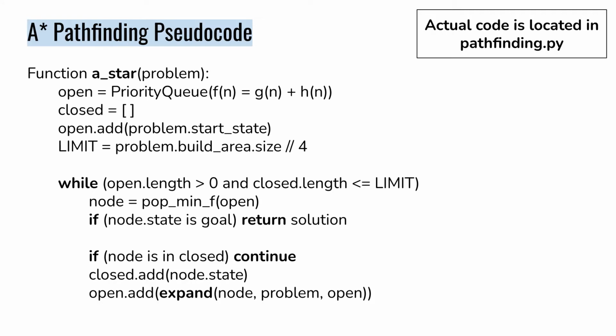Then we check if the node is in the closed list, since if it has already been expanded, then we do not need to expand it again, so this saves time. If it is not in the closed list, then we will add it and expand the node, adding its successors to the open list.